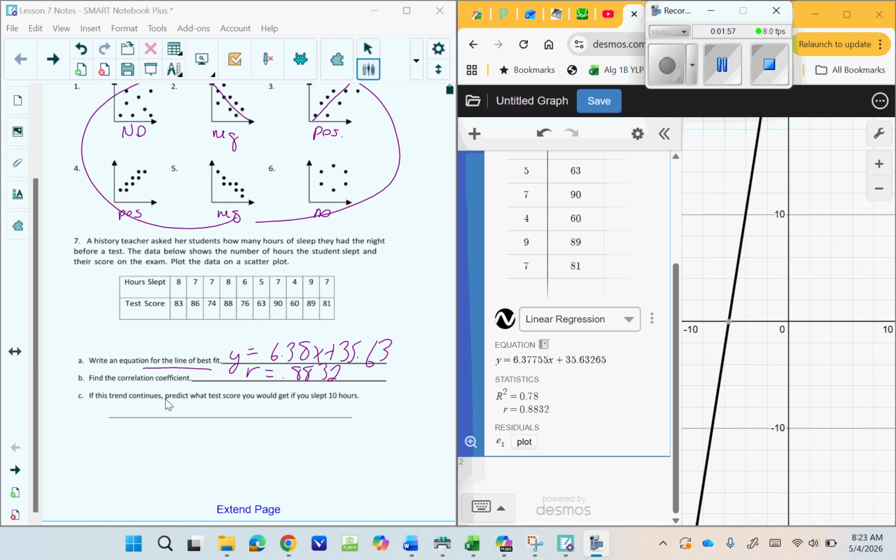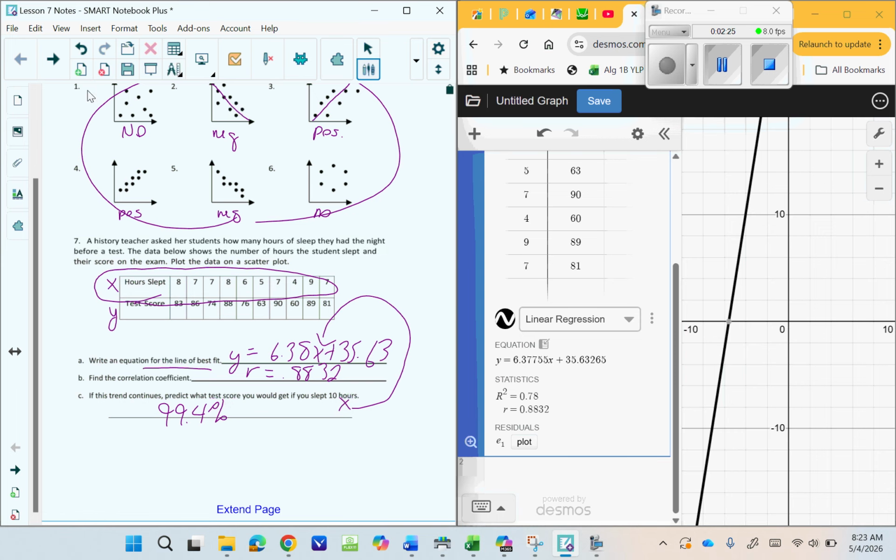Okay, if this trend continues, predict what test score you will get if you slept 10 hours. So you've got to figure out, is it giving you X or Y? Hours slept, those are our X values. So this is our X, and we're going to plug this in right there for X. When I do that, I end up with about 99.4%, and that's going to be my test score.